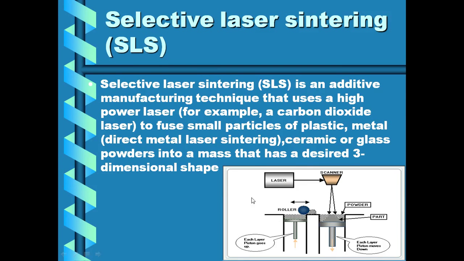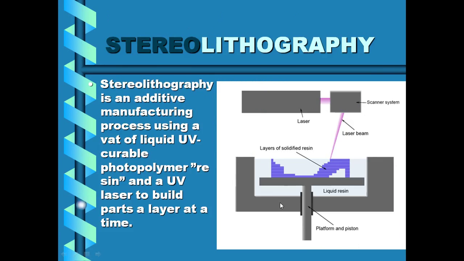So we have a laser, this is the scanner, this is the powder I was talking about, this is the roller, and with each layer the piston goes up and the other piston moves down. So through this, selective laser sintering takes place.